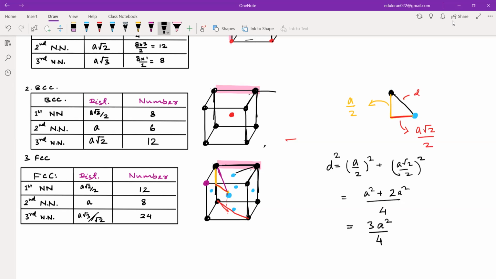Okay, sir. Actually, here it will not be root 2, this will be a root 3 by 2 only, okay? So if you calculate the distance, this will be equal to under root of 3a square by 4, which will be equal to a root 3 by 2. Okay? Okay, sir.